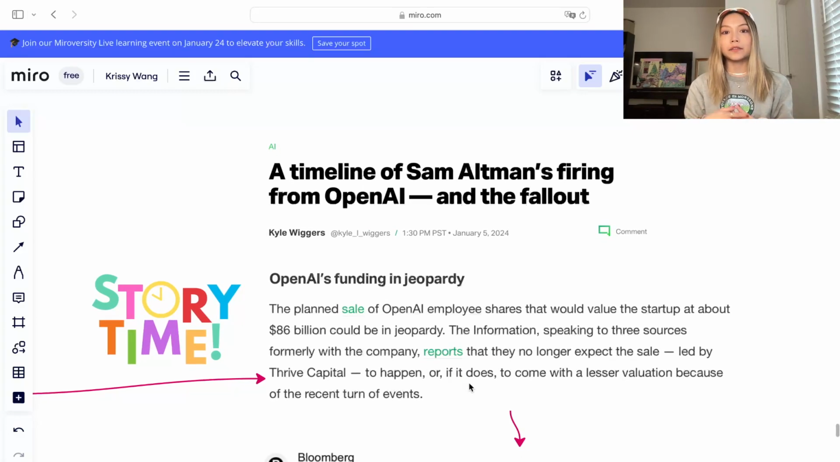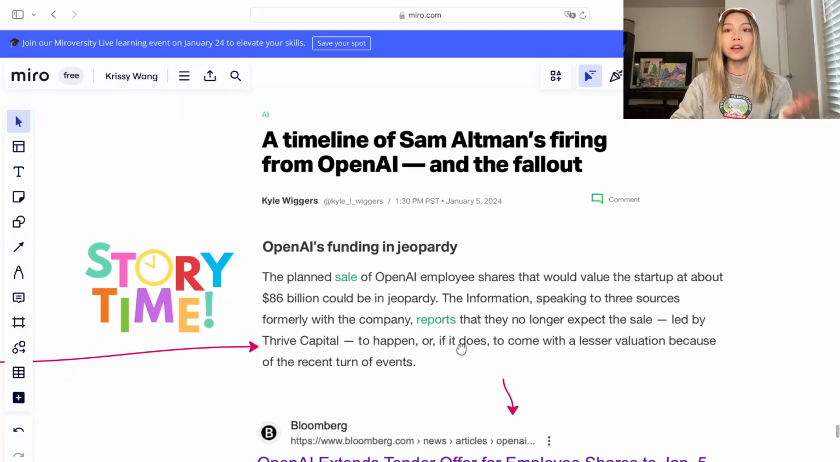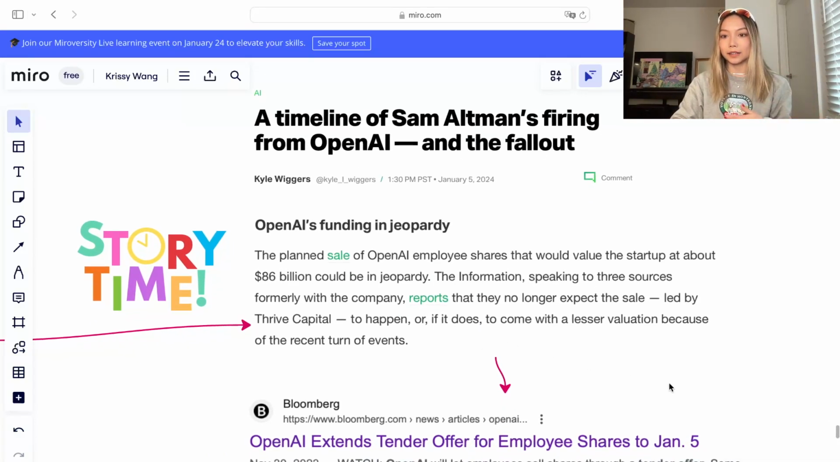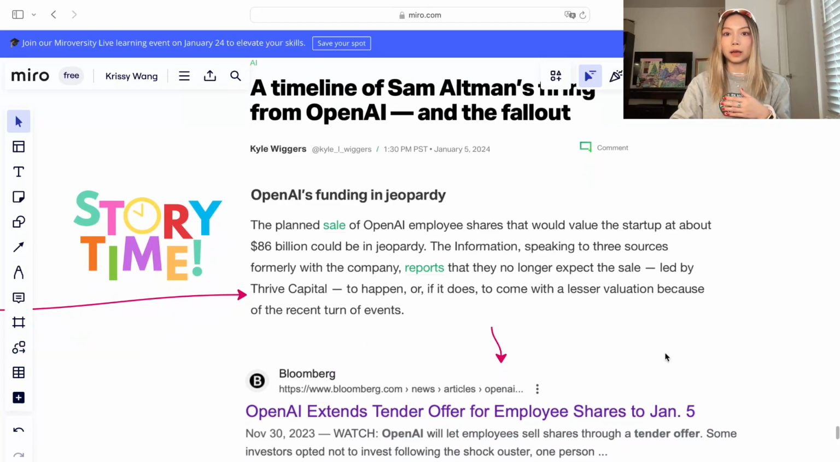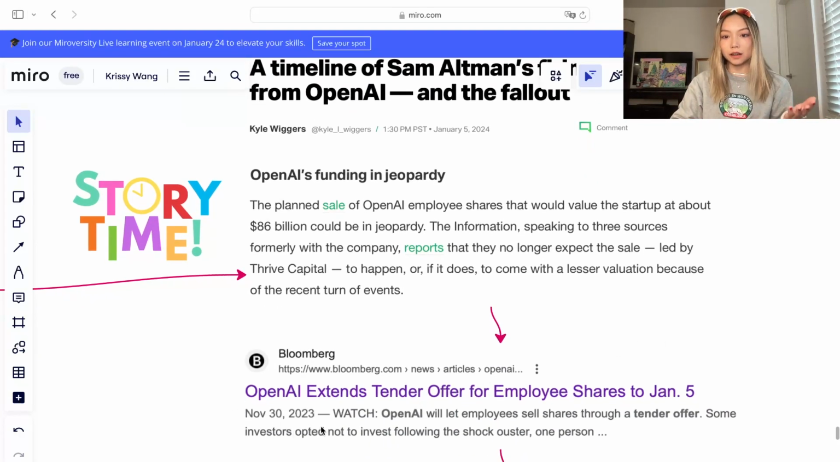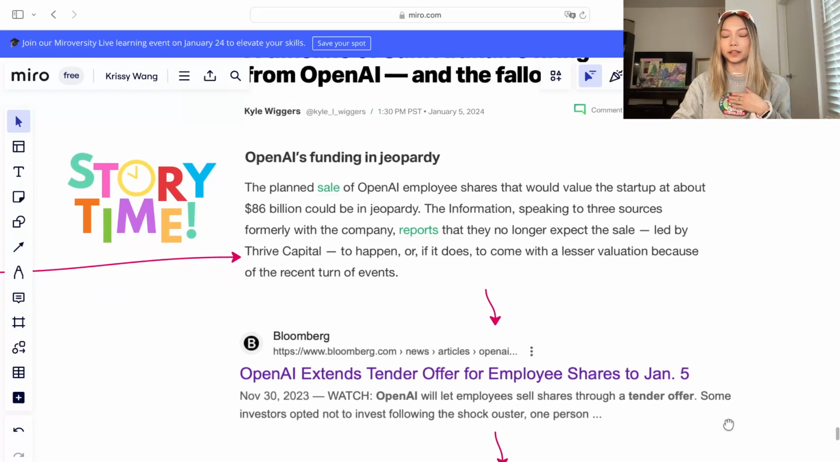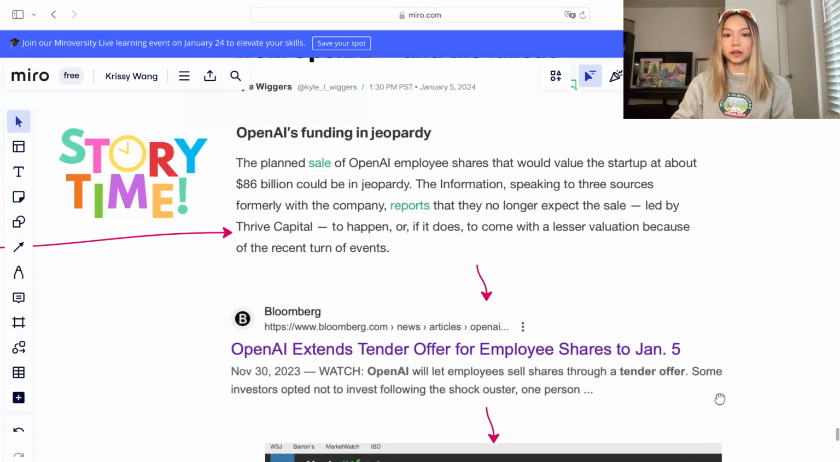Is this going to happen? Is this not going to happen? Even if the sale did go through, this could impact their valuation, right? Because who would still want to pay an extremely high premium for a company that's not really stable and not running smoothly? There's a lot of friction. But thankfully, as we all know, Sam was reinstated as the CEO and they had a new board. Everything came to a more stable situation. And then OpenAI decided to extend their tender offer to January 5th, 2024 to give people more time to think about it, and more investors to think about it and participate as well.